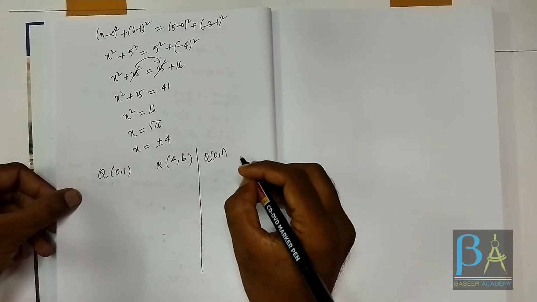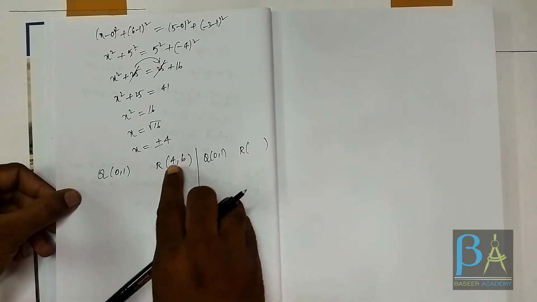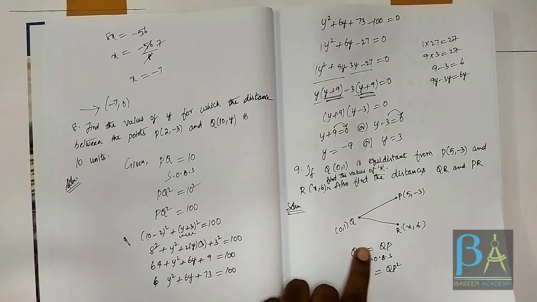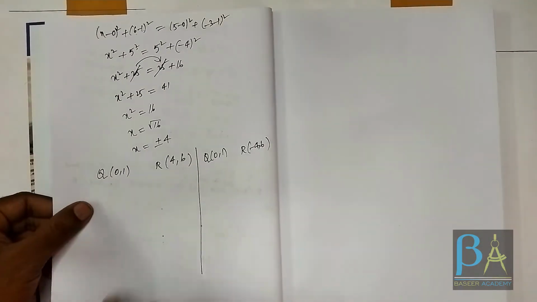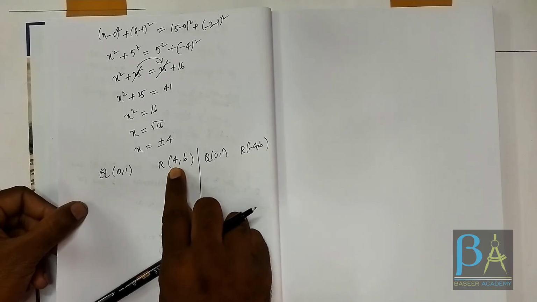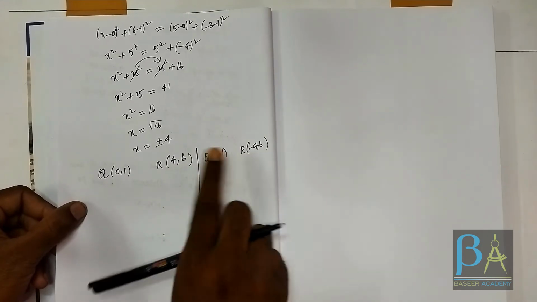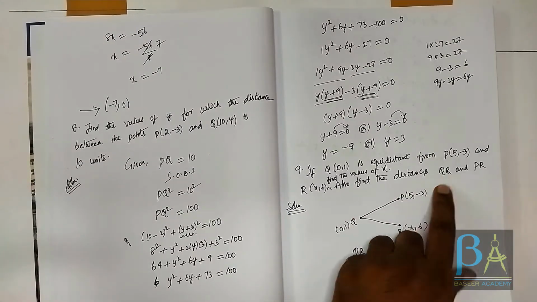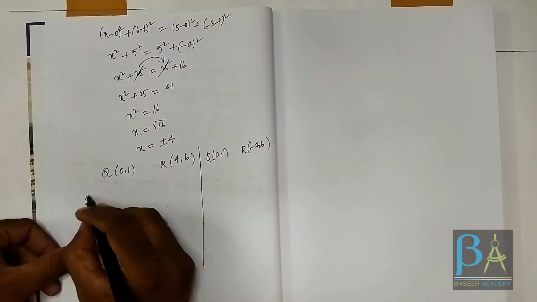Q is (0, 1). In place of x, I'm going to write minus 4 the next time. R is (x, 6), but x is plus 4 or minus 4. The first time let us write 4 here, plus 4, and then the next time let us write minus 4. Let us find out the distance QR, because that is what it says.